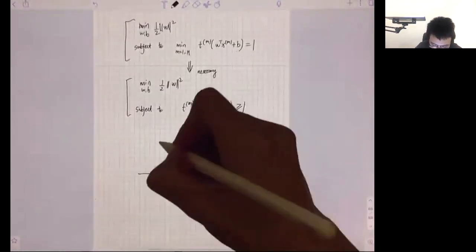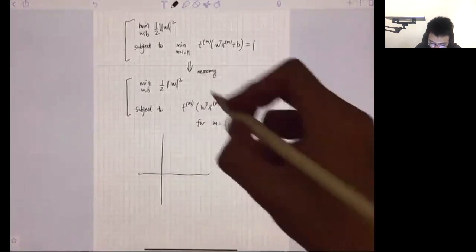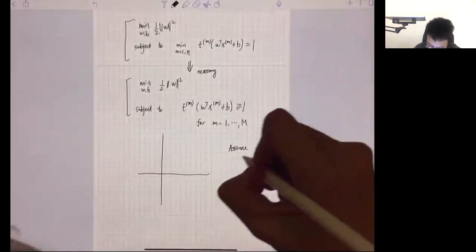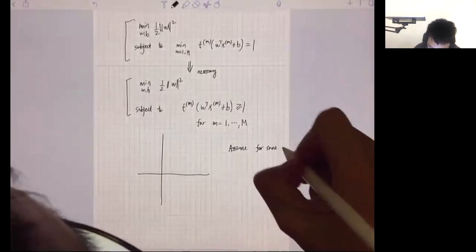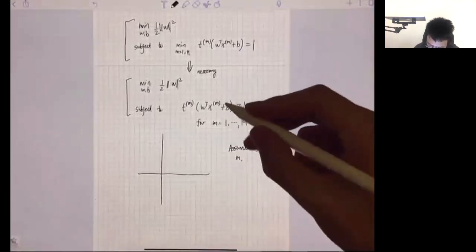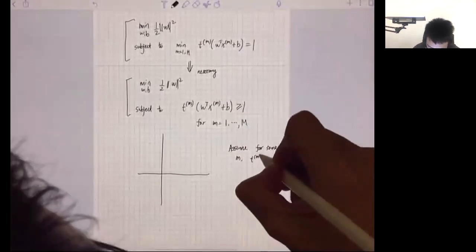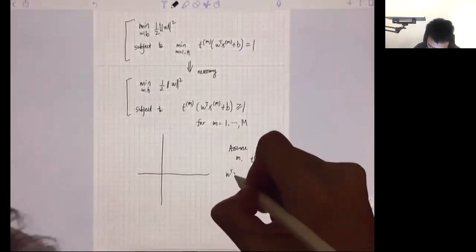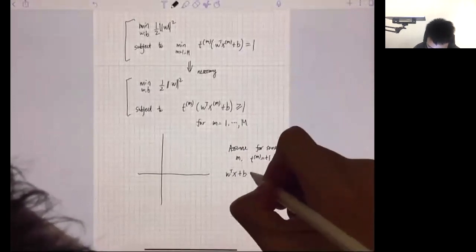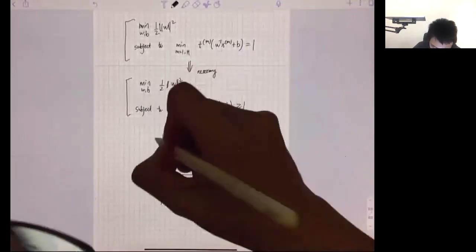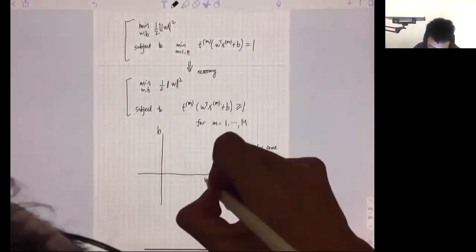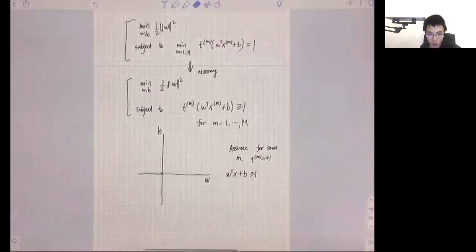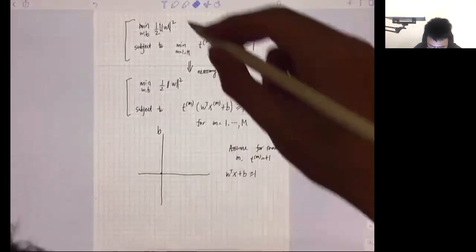And the reason is, we consider what that constraint is. Let's assume I have a positive sample for some m, okay? t_m is positive, so it's a positive sample. This constraint actually says W transpose X plus B is greater than or equal to 1. So let's consider this is the B axis, and this is the W space, and maybe it's a high dimensional space, but I just plotted it in a low dimension by a line. Okay, so this is my W vector space.